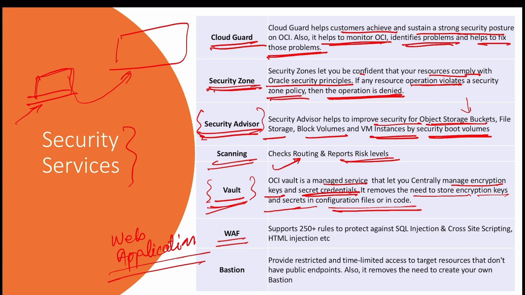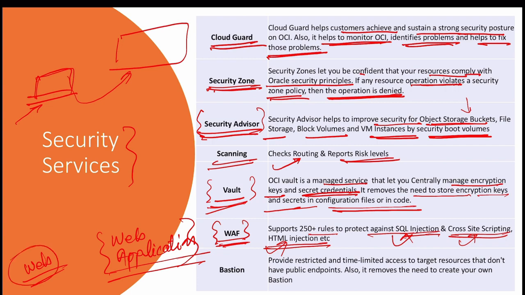It helps to support 250 plus rules to protect against SQL injection, cross-site scripting, HTML injection, etc. So we need to understand, I got a question related to it, how WAF helps. It helps against SQL injection, cross-site scripting, HTML injection. WAF is a web application firewall. It's related to web traffic. So it helps block unauthorized web traffic.